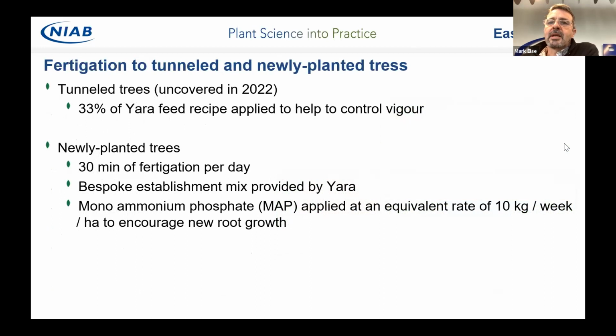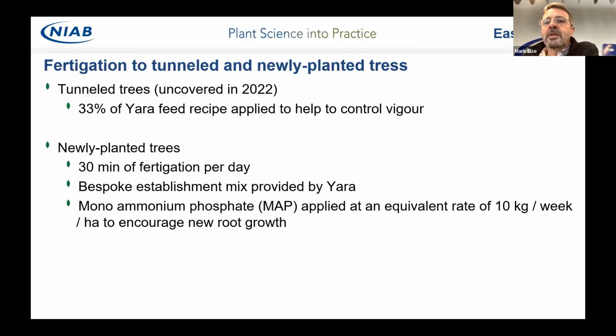So, as I said, I'll mainly talk about the variety trial, but obviously you'll have seen from the plot plan, we do have some trees in a tunneled area. And that was part of the Innovate UK project that Scott mentioned, in order to try to help bring those trees back into control in terms of vigor.